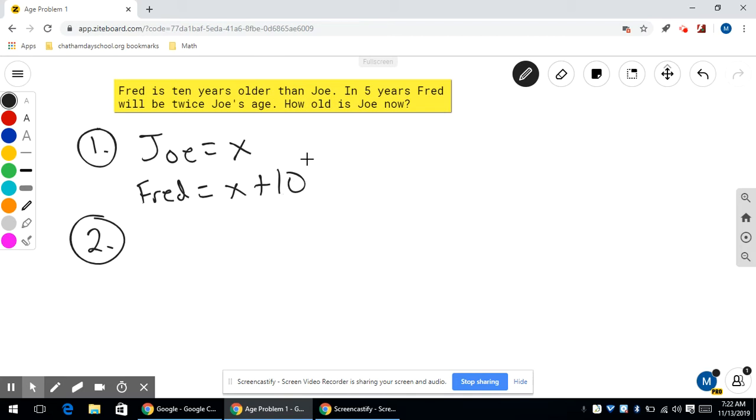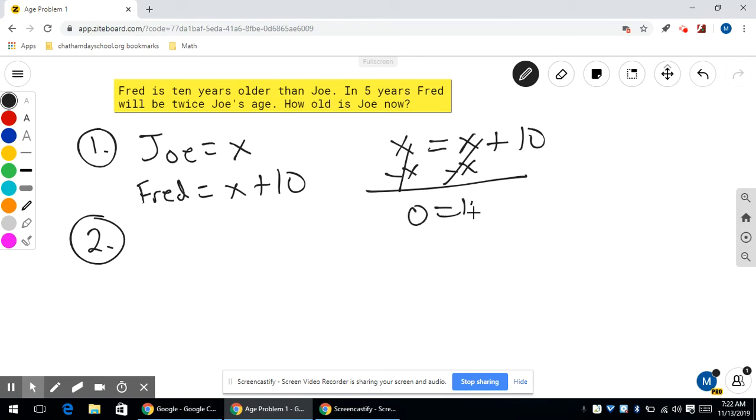So for example, let's just take these two things. And I'm not saying this is right. I'm doing it incorrectly on purpose. Let's say we do X plus 10 equals X. So we have Joe equals Fred's age. And imagine we started to solve this algebraically. We subtracted X from both sides. We cancel that out. We're left with 0 equals 10. Now that's mathematically not correct.